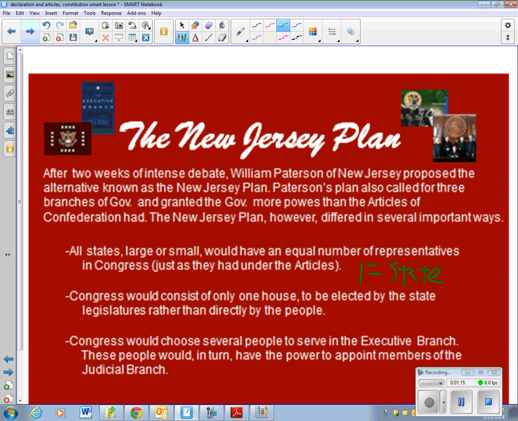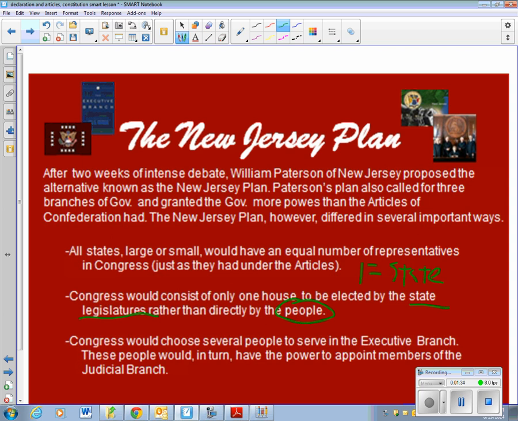Congress would have 1 house elected by the state legislatures rather than the people, so there was no direct democracy or even representative democracy here. It would be very indirect. We, the people, would elect the state legislatures, and then they would just choose who they're going to send to Congress. Part of this actually went into play with the actual Senate, which we'll talk about in a little bit.